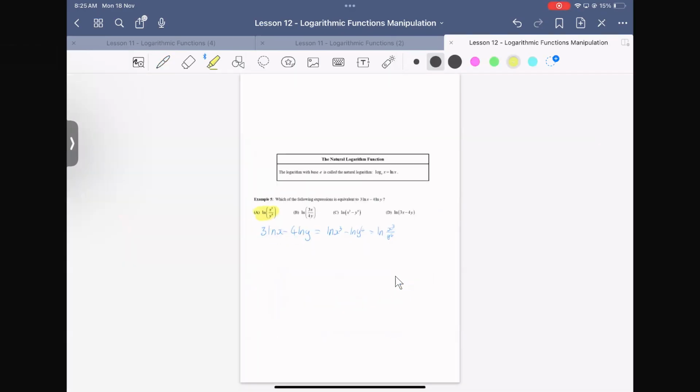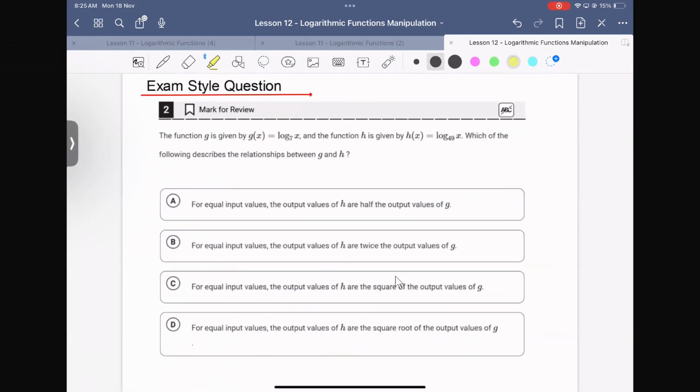All right, exam style question. Have a go at this one. I'll give you a couple of minutes, 3 minutes for this one.